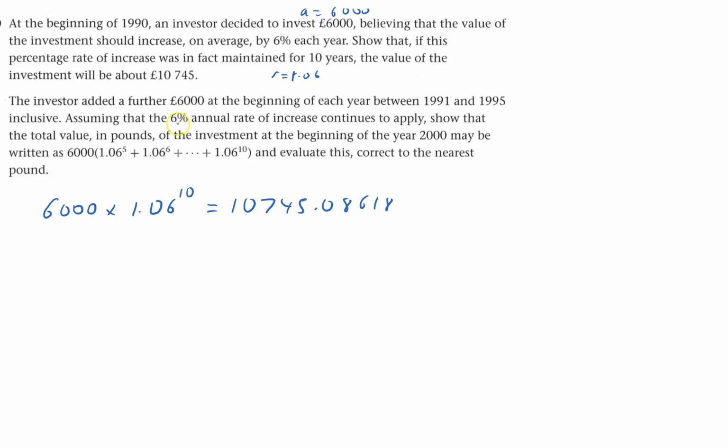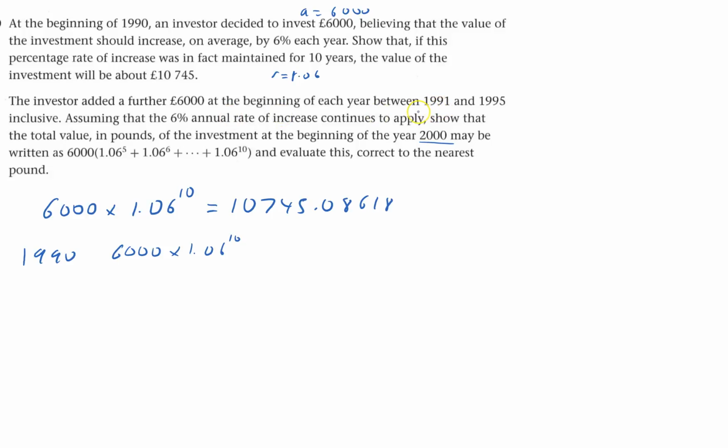The investor added a further 6,000 at the beginning of each year between 1991 and 1995, and it goes up until the year 2000, so that's still 10 years. So in 1990, we've got that, we just worked that one out. That would be 6,000 times 1.06 to the power of 10.